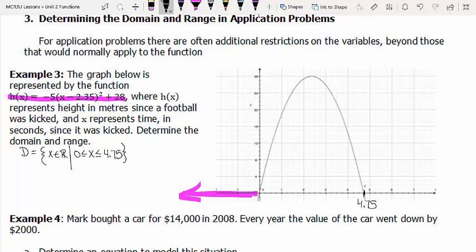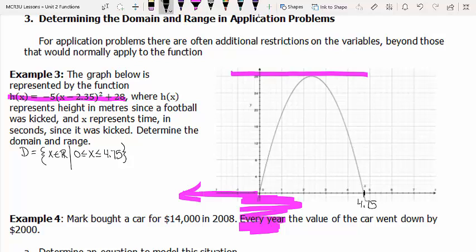Same with the range. The football can only go above ground. When you kick a football, it doesn't go below the ground. So your range cannot encompass any negative y values. Likewise, he's only so good at kicking that football, right? He can only kick to a height of 28 meters. So our range cannot include anything higher than 28 on the y-axis.